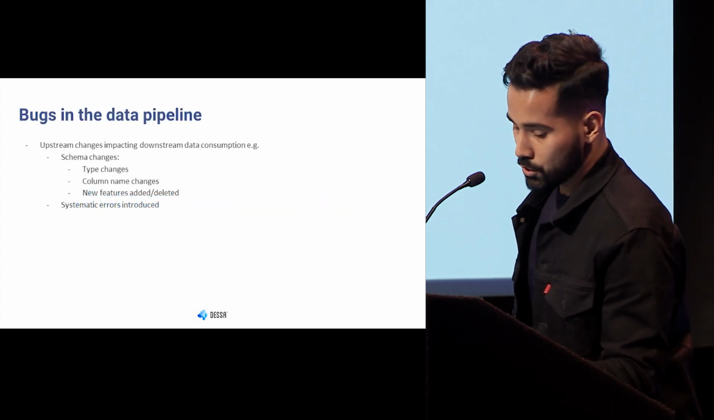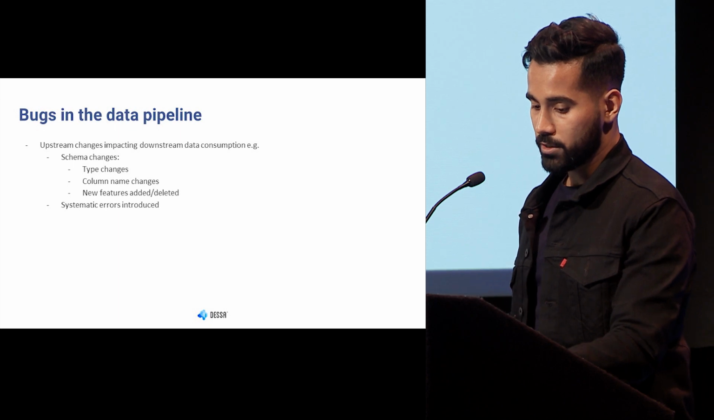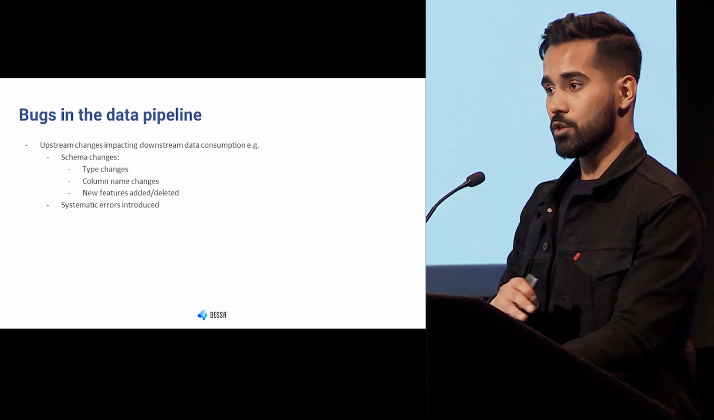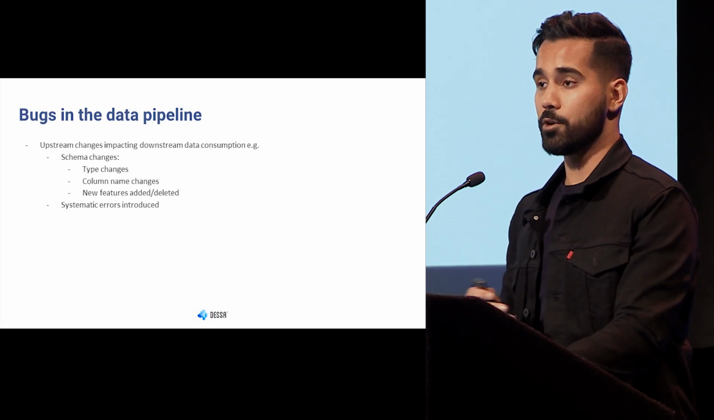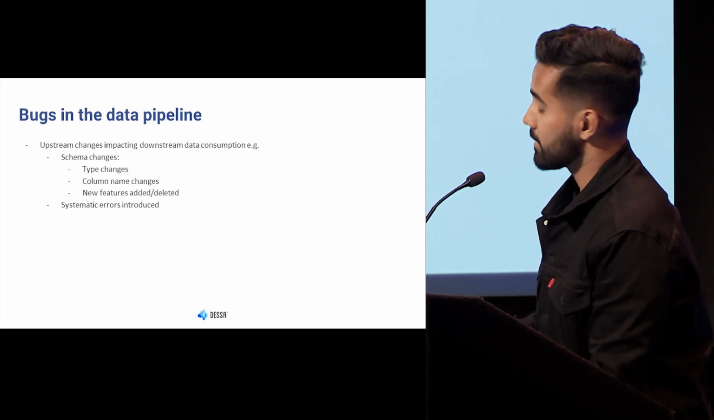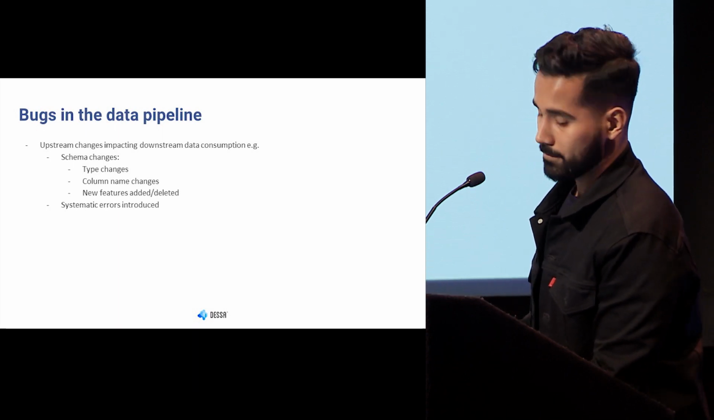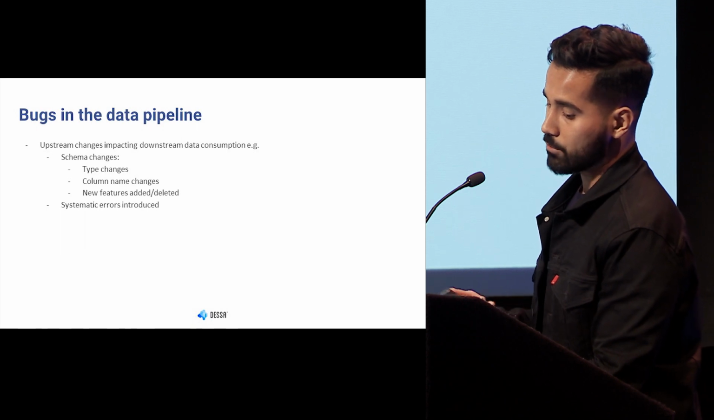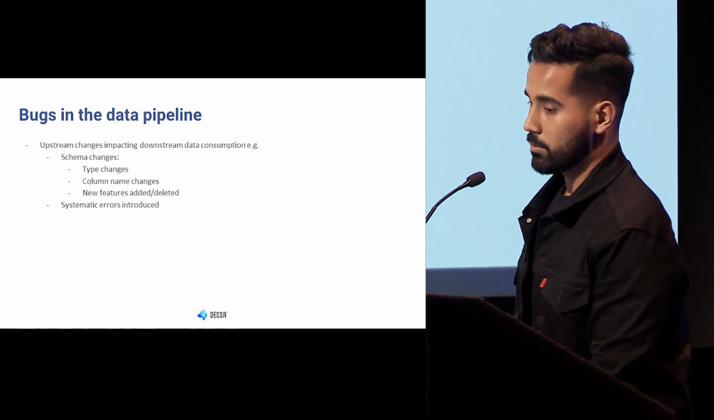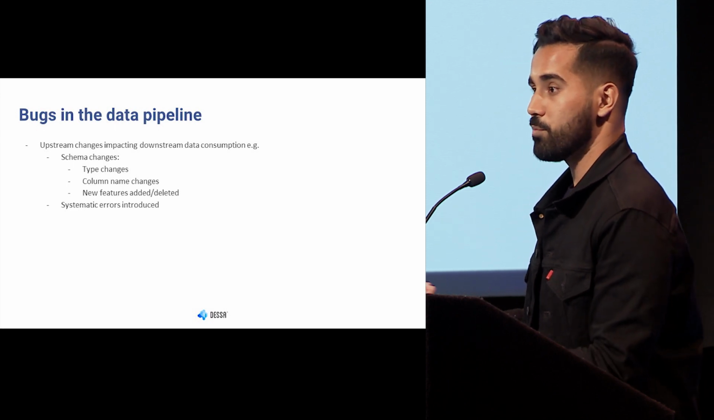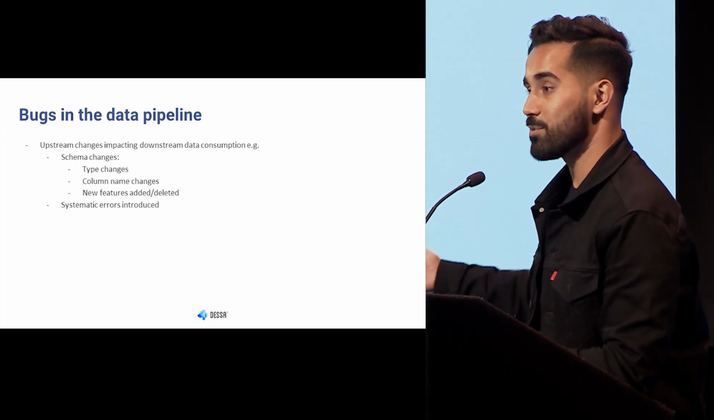Cool. So to be able to monitor this, we can have various different strategies, right? There are a few things, so let's talk about each one of the things that we would like to monitor. First thing is bugs in the data pipeline, right? And this can happen when upstream changes impact your downstream data consumption. Example, there could be changes in the schema itself, or there could be a sudden disappearance of a feature. And this happens quite a lot, actually.